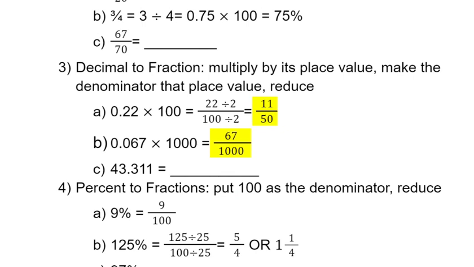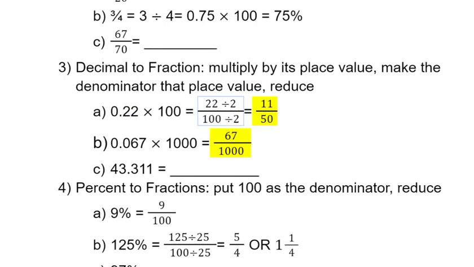So say we have 22 hundredths. We're going to multiply it by its place value. A place value here is hundredths. Again, there are 2 digits after the decimal point. That's going to be the hundredths place value, which we talked about in our last lesson. So 22 hundredths times 100, and we get 22 over 100.